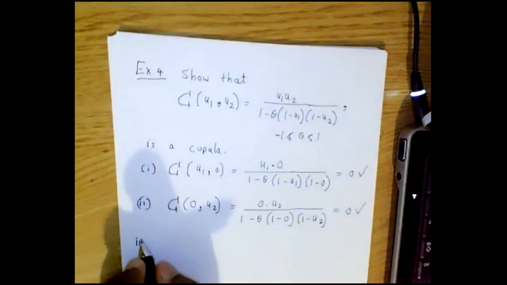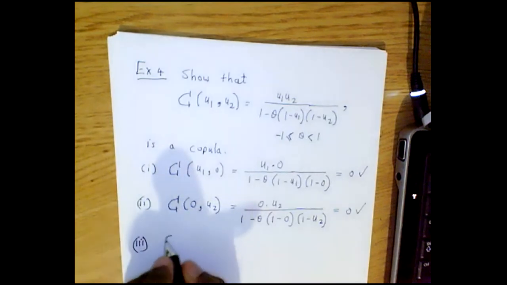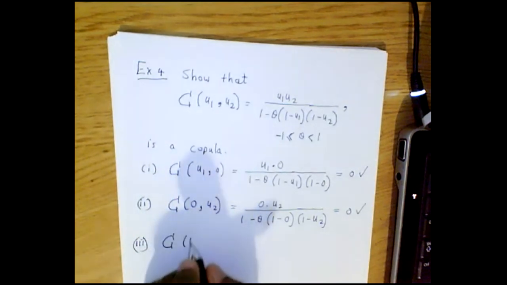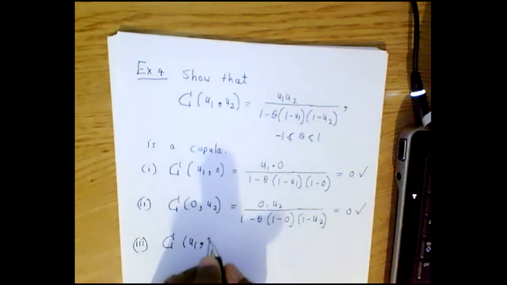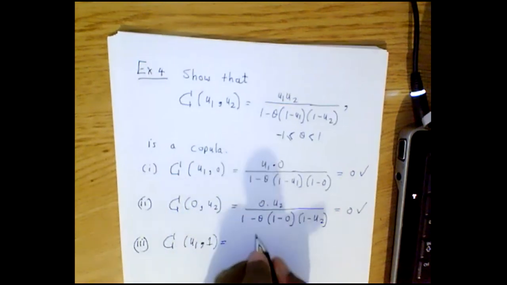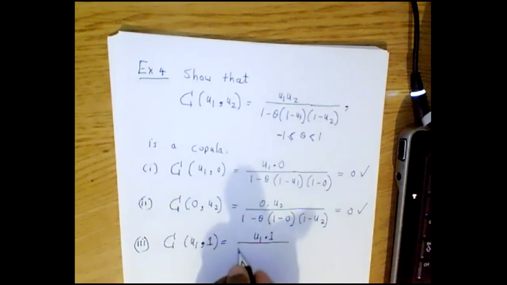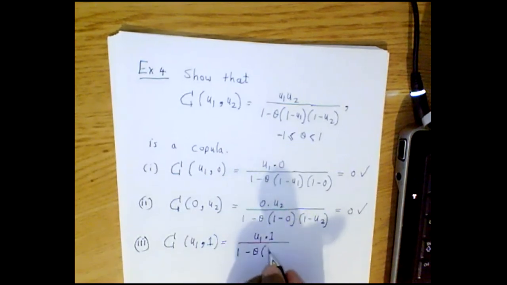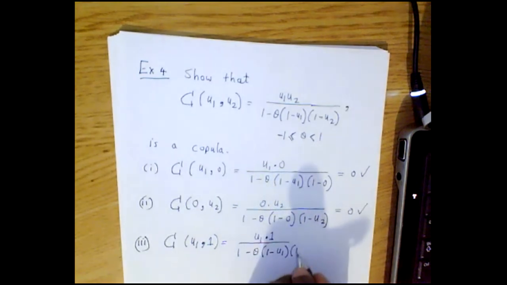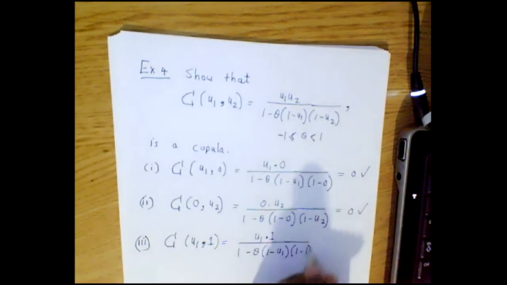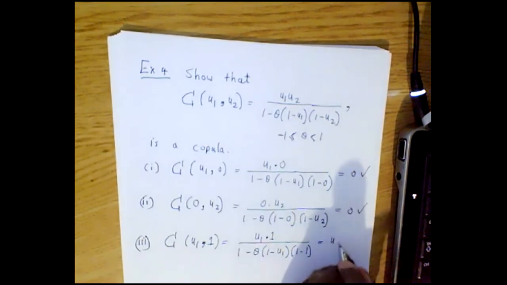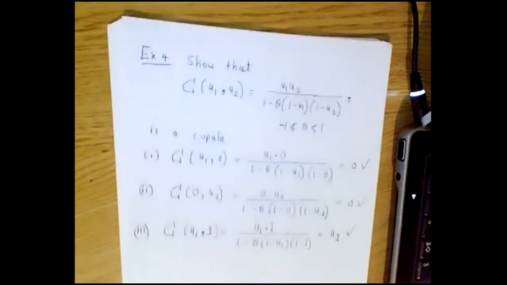Condition 3, C(u1, 1). So this is going to be u1 times 1 divided by 1 minus theta, 1 minus u1, 1 minus 1. 1 minus 1 is 0, so this whole thing is 0. So this is u1. So this is satisfied. All right.